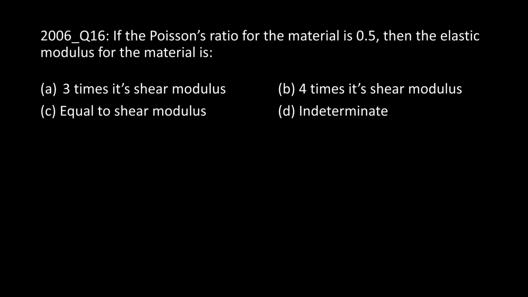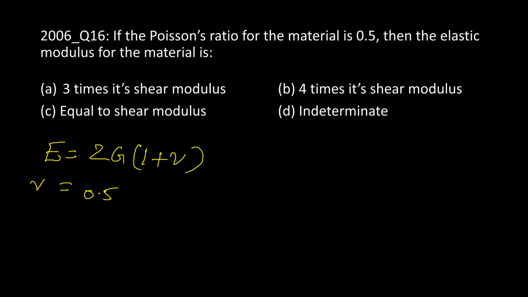Let's have a look at this question. If the Poisson's ratio for the material is 0.5, then the elastic modulus for the material is. For linear elastic and isotropic materials, elastic modulus E is equal to 2G times (1 plus nu), where nu is Poisson's ratio of the material, G is shear modulus, E is elastic modulus. In the problem, Poisson's ratio nu is given as 0.5.